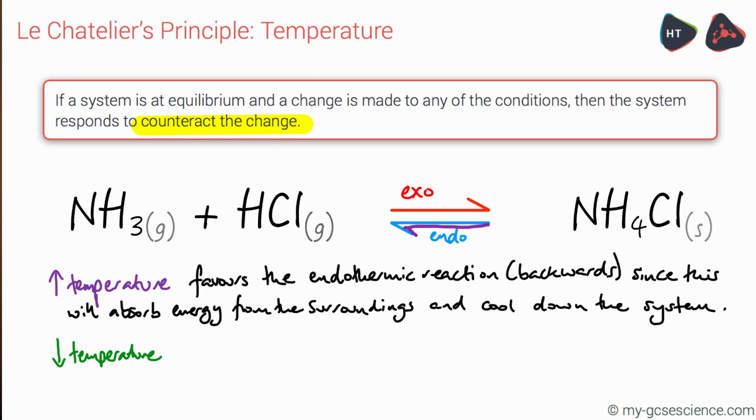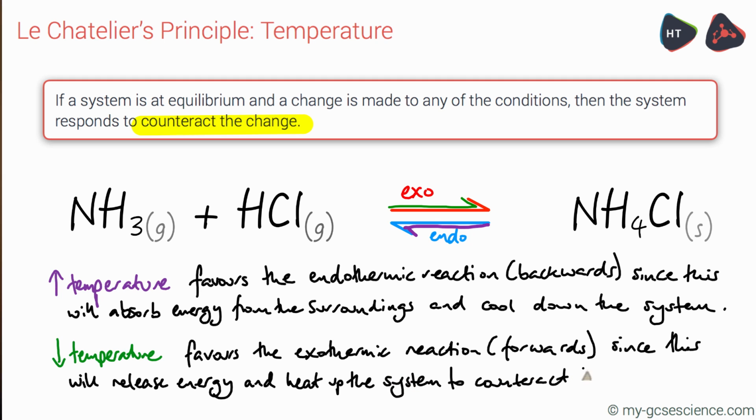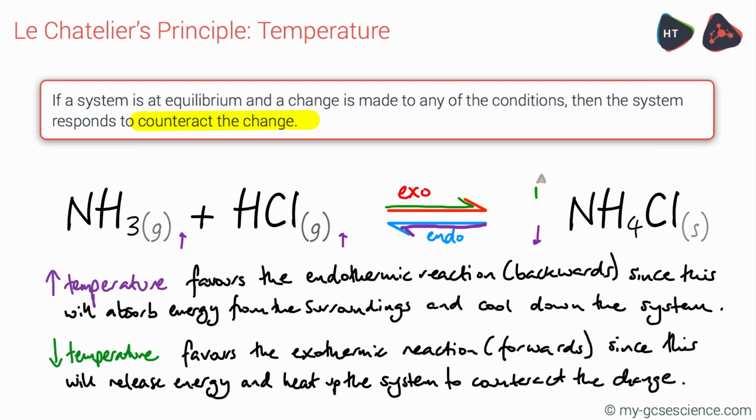Well, if you decrease the temperature, then Le Chatelier's principle suggests that the system will respond to counteract the change, meaning increasing the temperature. So the exothermic reaction, which releases thermal energy, is going to be favoured. And in this case, that's the forwards reaction. So the forwards reaction is favoured, which shifts the position of the equilibrium towards the right-hand side, therefore making more of the product ammonium chloride and using up more of the reactants, ammonia and hydrogen chloride gas.